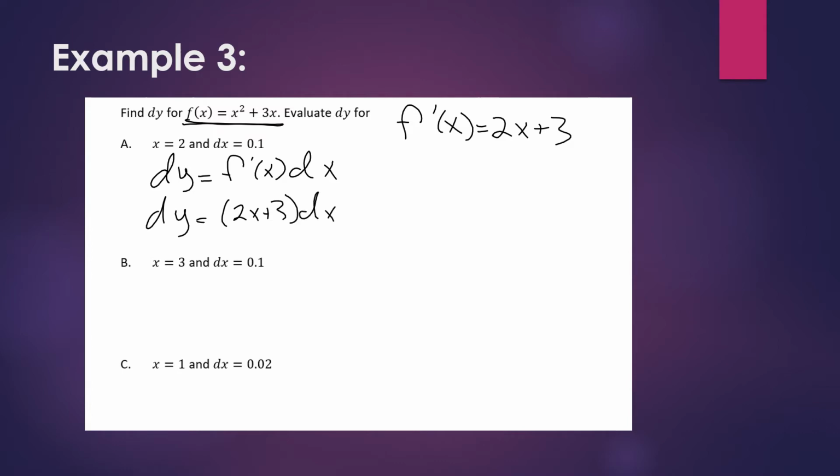And then they tell me that x equals 2 and dx equals 0.1. So I get 2 times 2 plus 3 times 0.1. So this is 7 times 0.1, meaning dy equals 0.7.